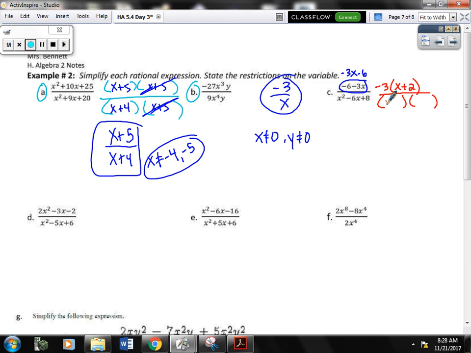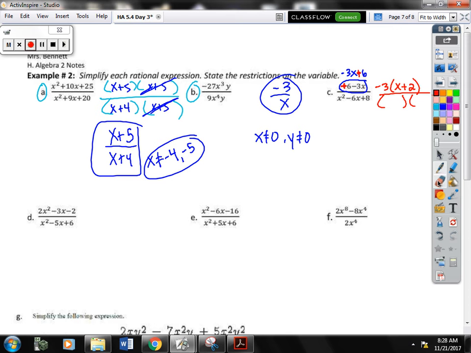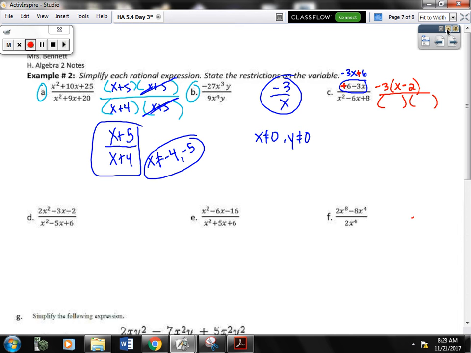Uh-oh. Nothing cancels. Oh, I changed it. Does yours have a change sign or no? Okay, change that to be a positive 6. Otherwise, we don't get anything to cancel. Sorry. I have that written on my paper to change, and I never changed it.